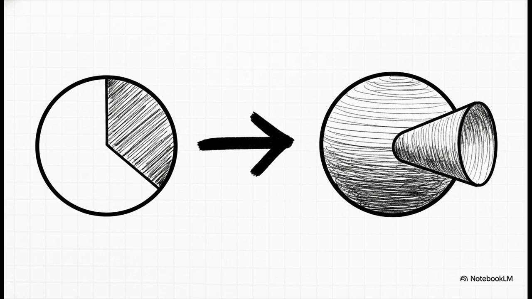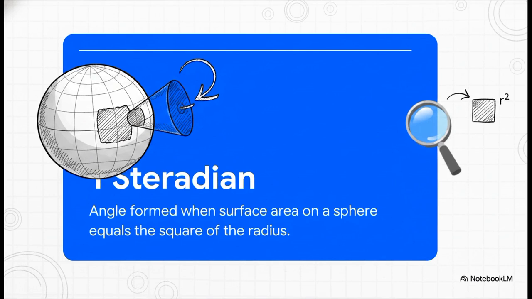We are stepping out into fully three-dimensional spherical space. Where the radian measures the flat angle, the steradian measures what we call a solid angle. So let's define it. 1 steradian is the solid angle formed when the surface area on a sphere equals the square of the radius. I want you to picture a 3D sphere, like a globe.